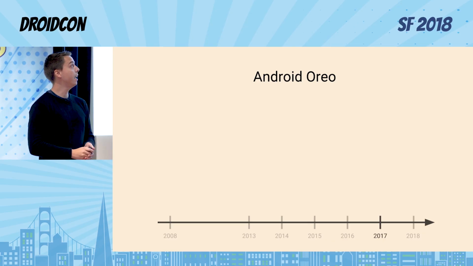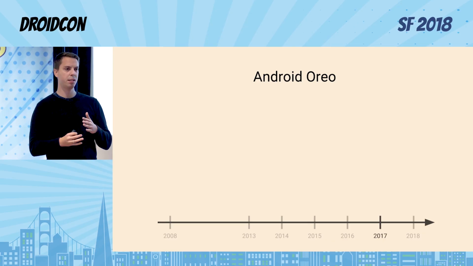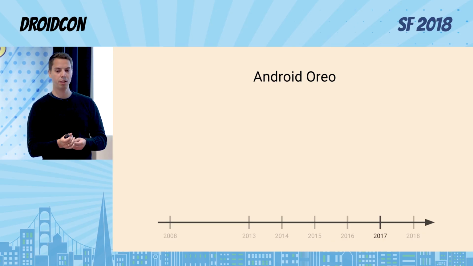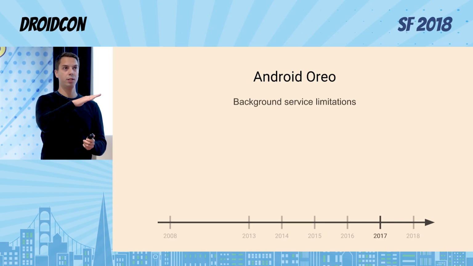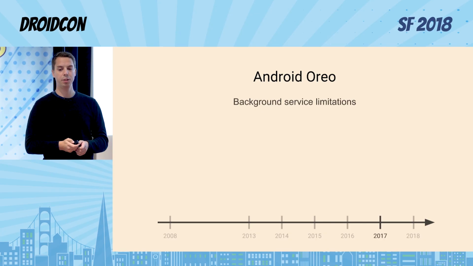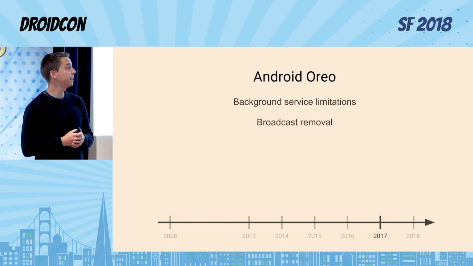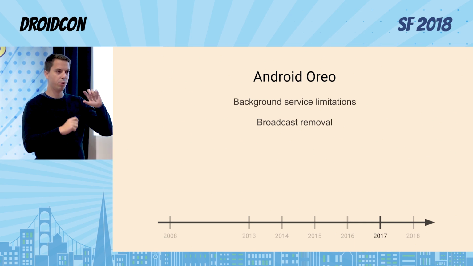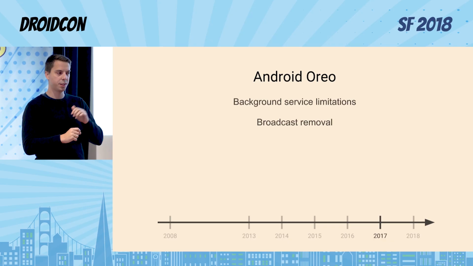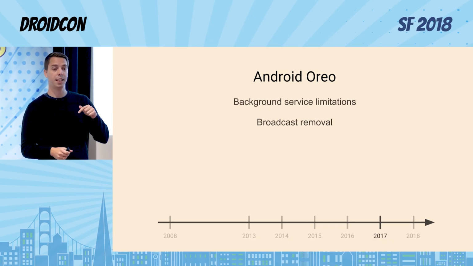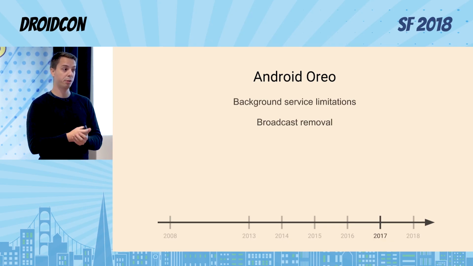In 2017, Android Oreo was released, and this was another major release for performance, for battery improvements. Google introduced new background service limitations where they said, if your app is currently in the background, you're not allowed to launch a background service. Otherwise, the app will crash. Then they also added, or actually removed, broadcasts. So remember, back in the days, we had all those broadcast receivers in our manifest to get notifications when the network changes. All of them aren't working anymore. And instead, you should use Job Scheduler and define your requirements there.